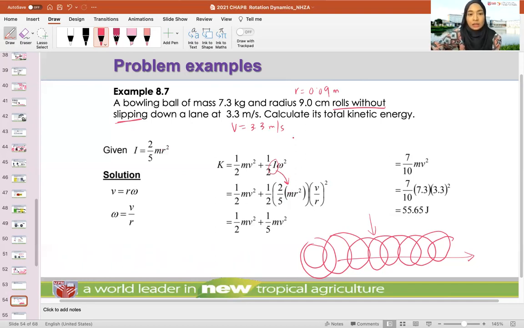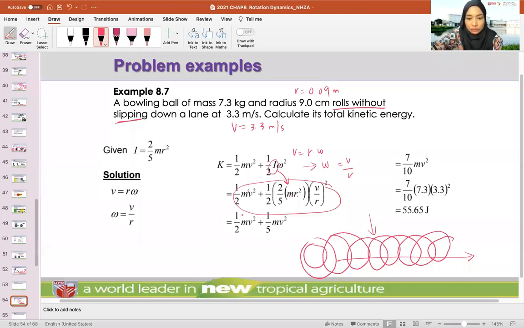And the omega, dia tukarkan jadi linear. So V equals to R omega, right? So you want this omega, so it changes, omega becomes V over R. So this is what you get, V over R squared. So now everything is in linear quantity. M is linear quantity, V is linear quantity, R is linear quantity. So you can easily use whatever info that you have over here.